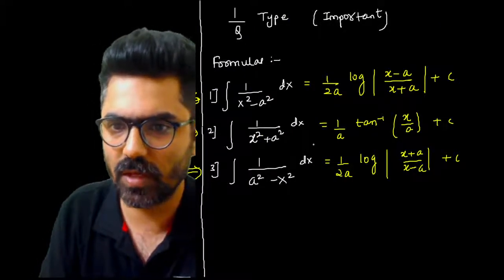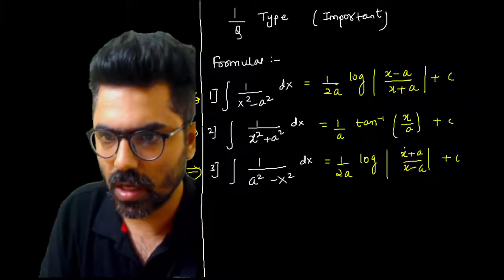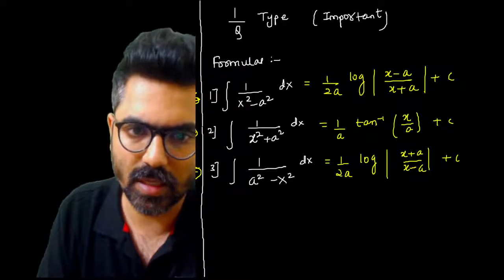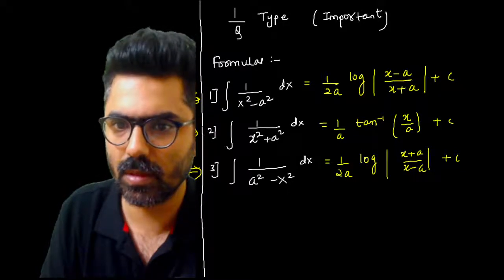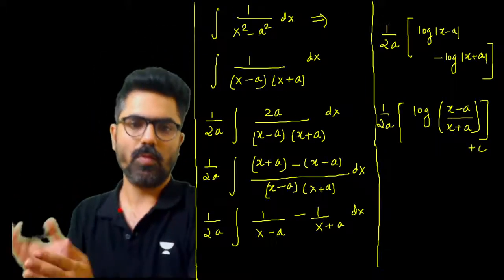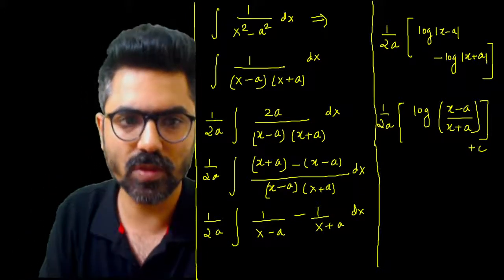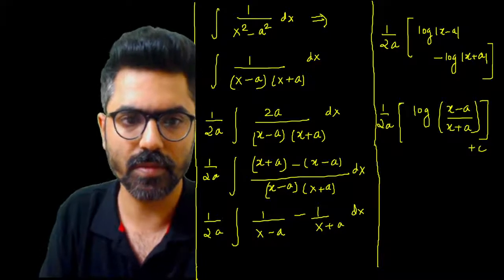The plus is for tan inverse. In the negative also, here it is x plus a. It is exactly the negative of the first one. So please note all this, and we'll start with the questions based on this 1 by quadratic.